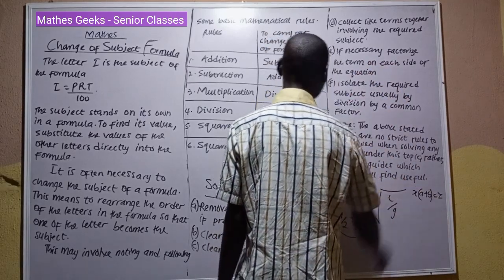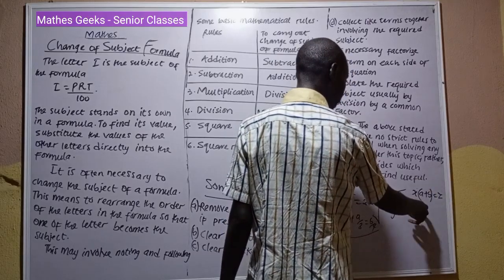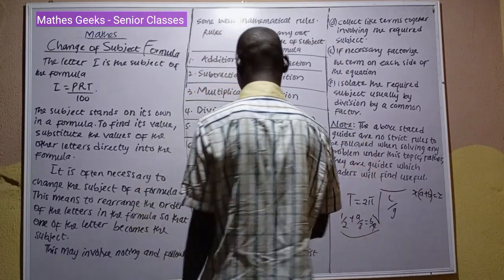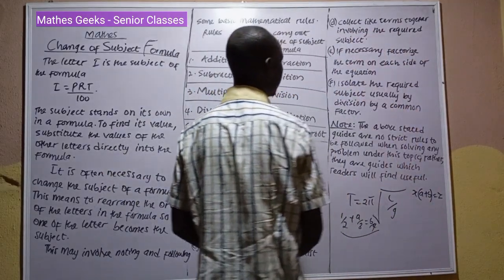So in this case, it's necessary for factorization to take place. So what do you do? You just have to factorize, and then you make b the subject of the formula by following other rules. So that's what that implies. Then this is: collect like terms together involving the required subject.